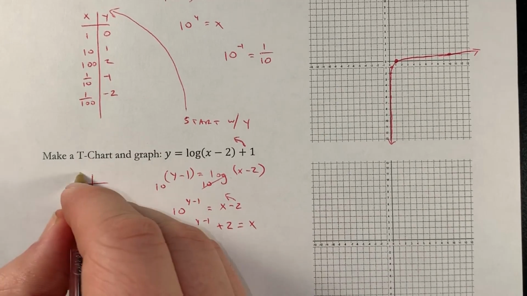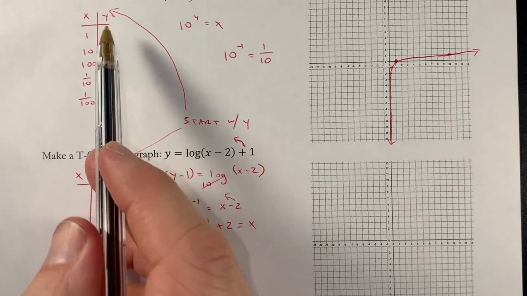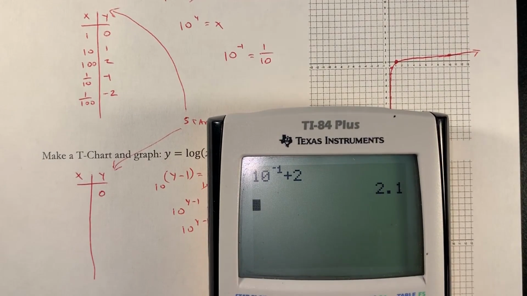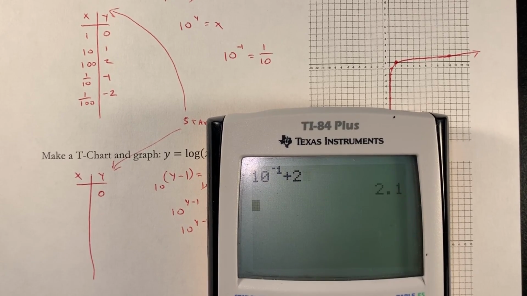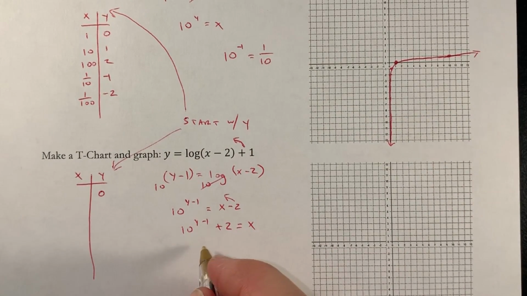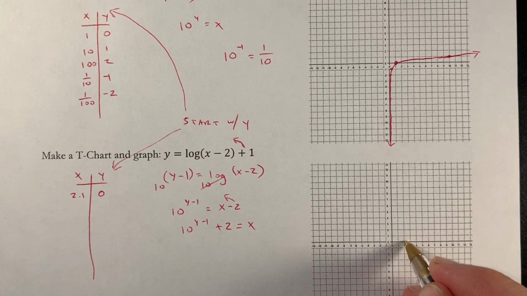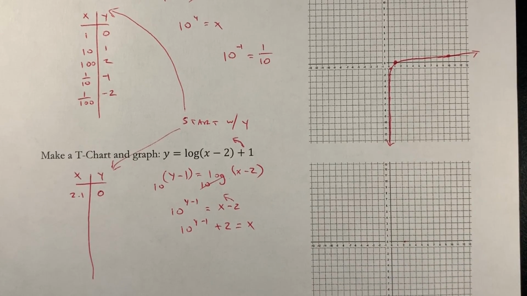So we'll make our t-chart. And once again, we'll start with y. So let's just start with the same y values and see what happens. So we'll put in a 0. So that's 10 to the 0 minus 1. So that's negative 1, plus 2. And that's 2.1. So x is 2.1. So our first point is 2.1, 0, so just a little bit past 2, and then up 0.